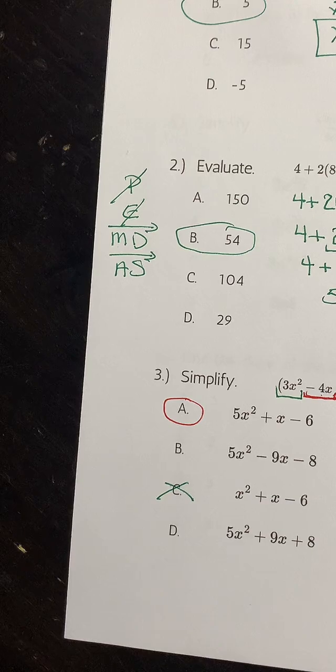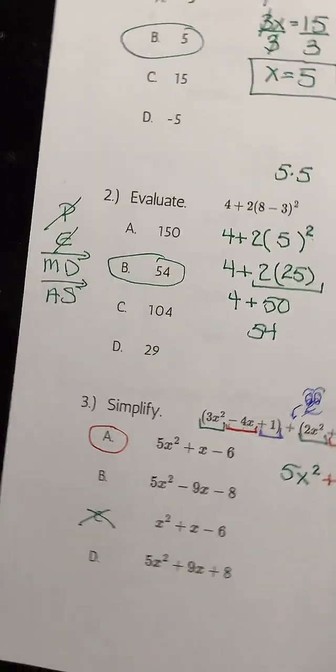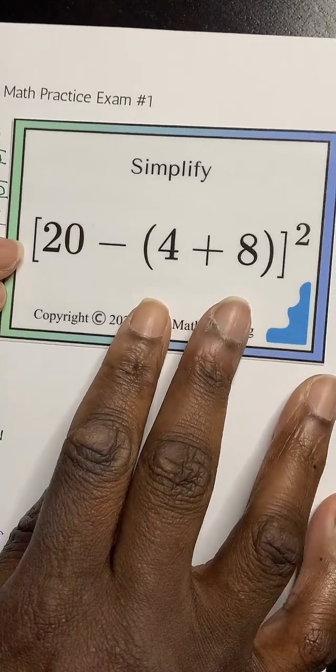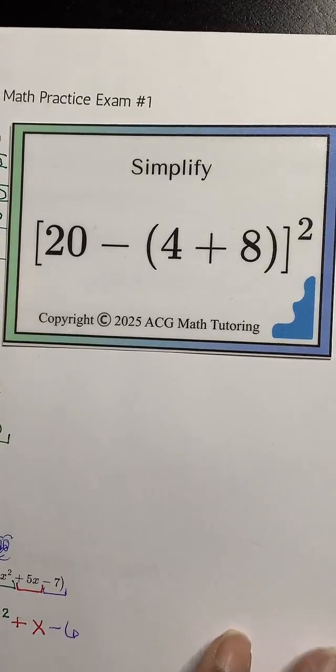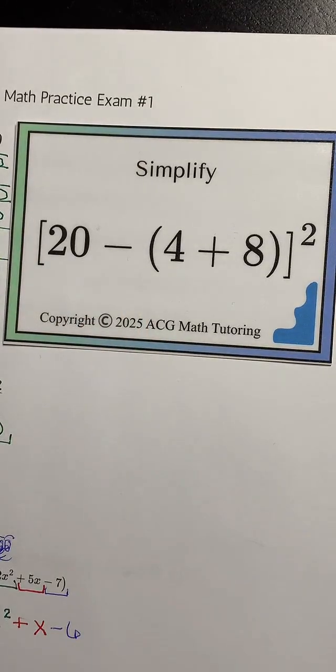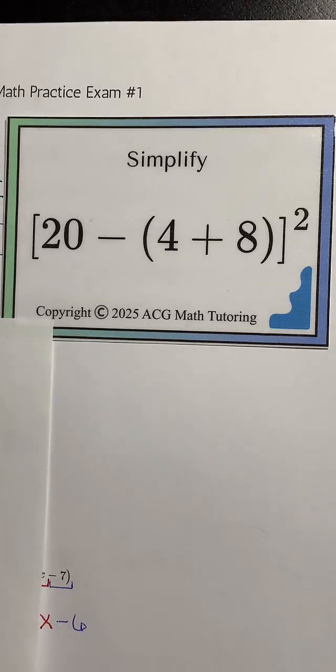Okay. All right. So I want to do a little more practice with this order of operation. I have way too many people telling me a different answer. All right, so here we go. I want you to simplify this. So 20 minus 4 plus 8 raised to the second power. Okay, go ahead and once you figure it out, put your answer in the chat.